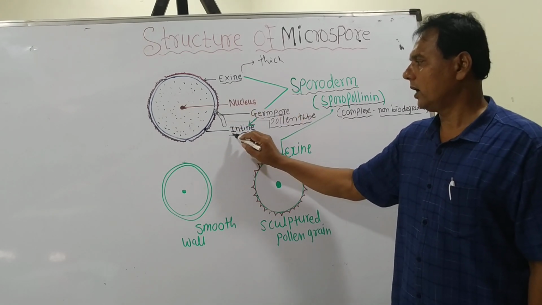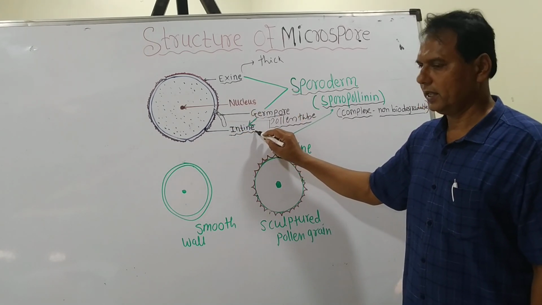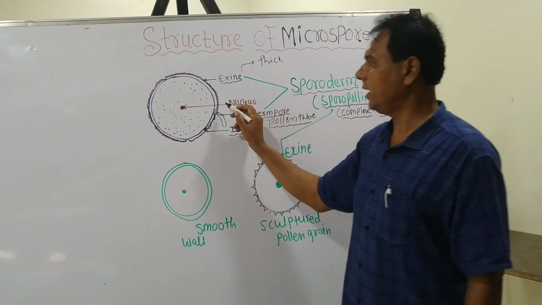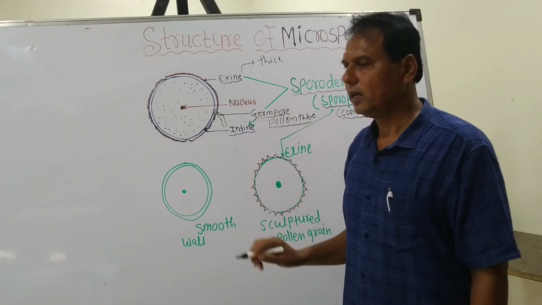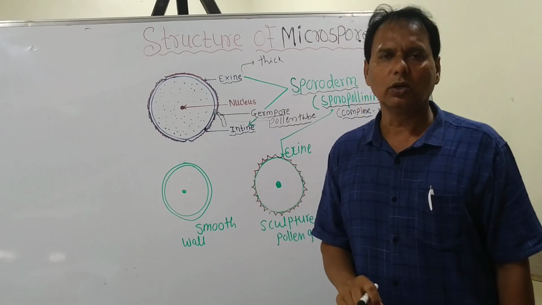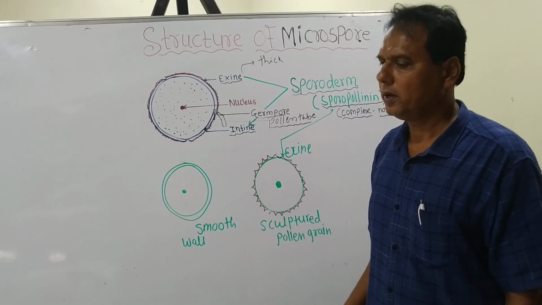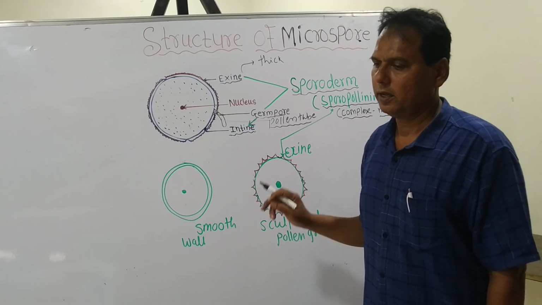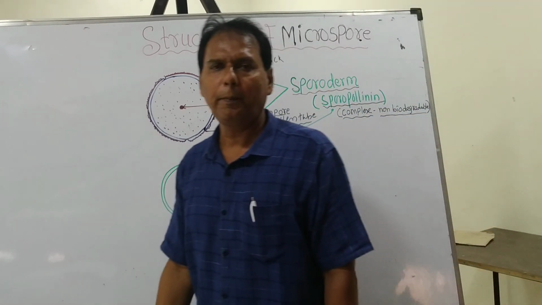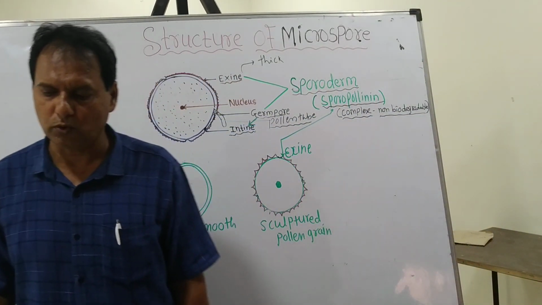Another important layer is called the intine. How is the intine? The intine is present on the inner side of the exine. It is a thin wall and it is made up of cellulose and pectin. Remember these points. We are studying the structure of microspore.